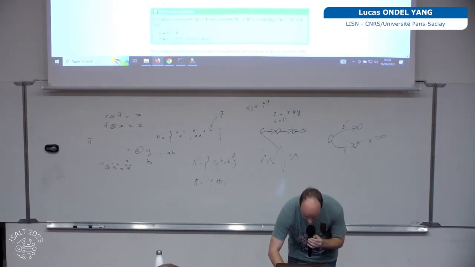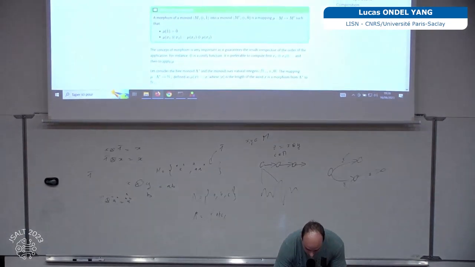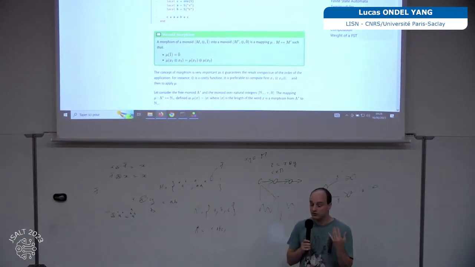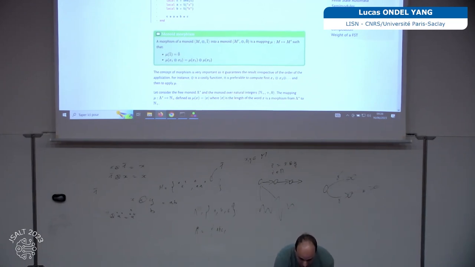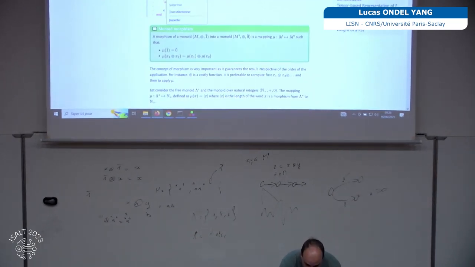Here is a very small example in Julia, just to give you a little of the look and feel of the toolkit. Here is how you define a free monoid. You just define a new type, so it's pretty much a C structure.